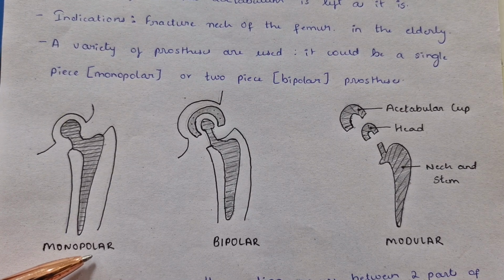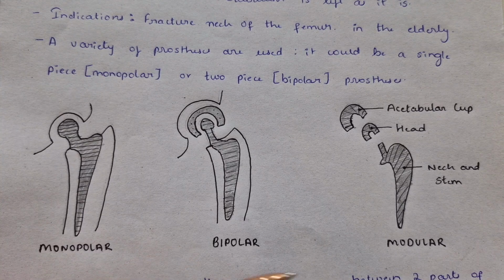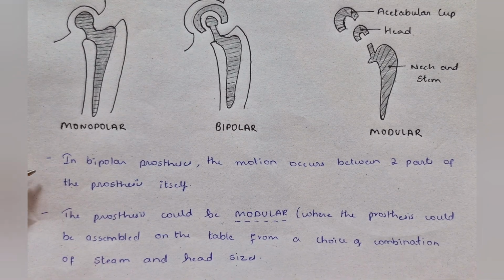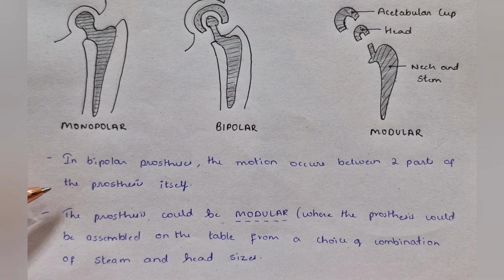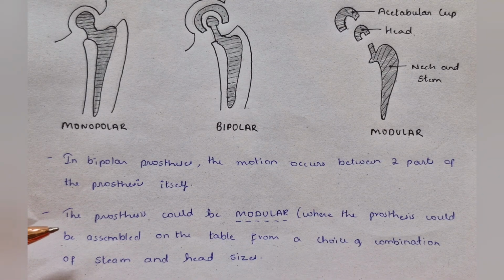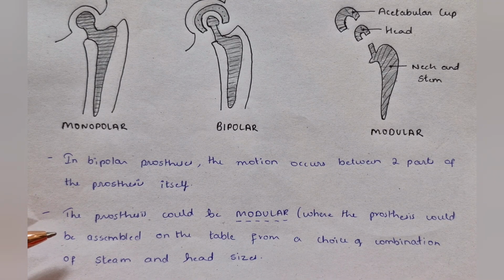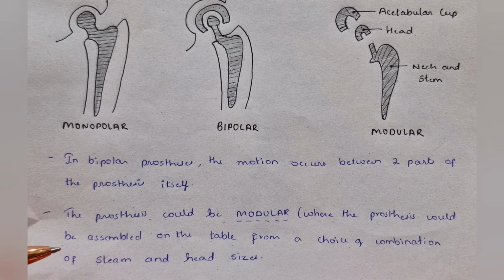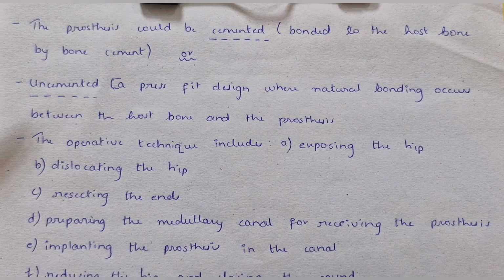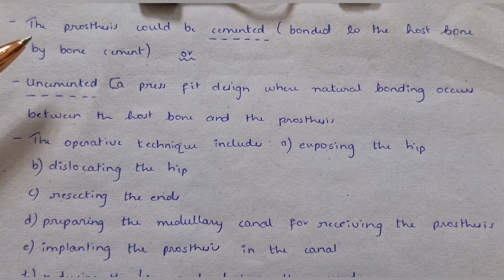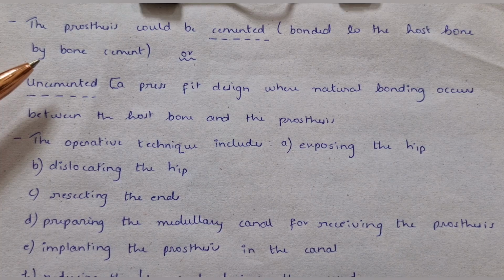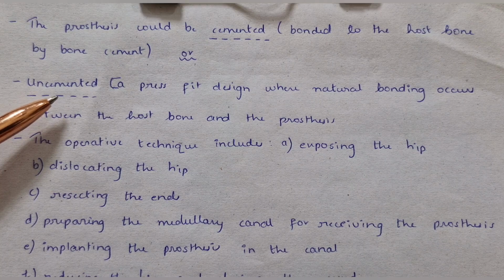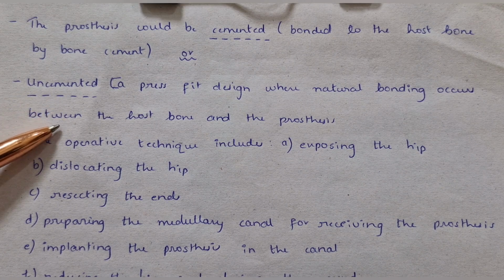This is a monopolar prosthesis, a bipolar prosthesis, and a modular prosthesis. In bipolar prosthesis, the motion occurs between two parts of the prosthesis itself. The prosthesis could be modular, where it could be assembled on the table from a choice of combination of stem and head sizes. Or the prosthesis could be cemented, where it is bonded to the host bone by bone cement, or it can be uncemented, wherein a press fit design where natural bonding occurs between the host bone and the prosthesis.